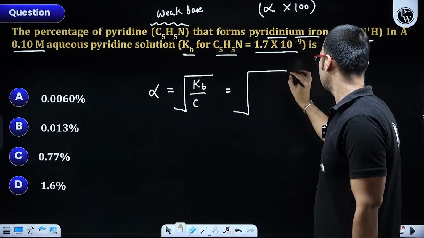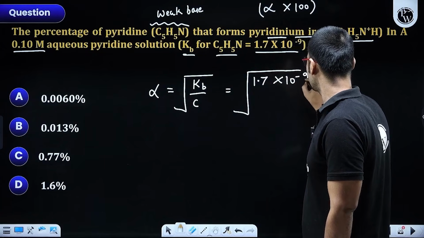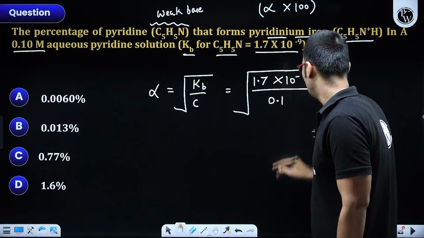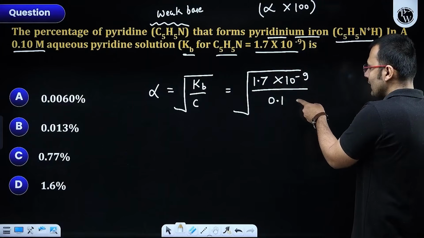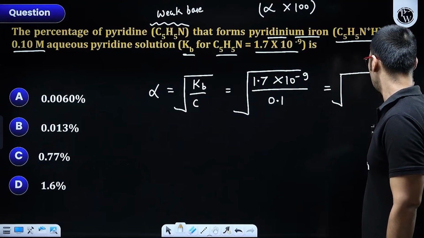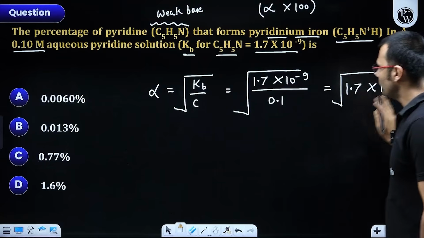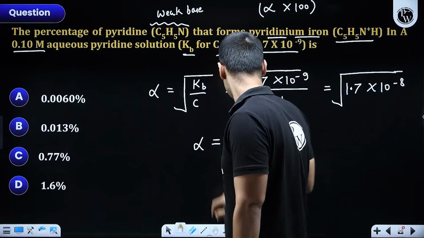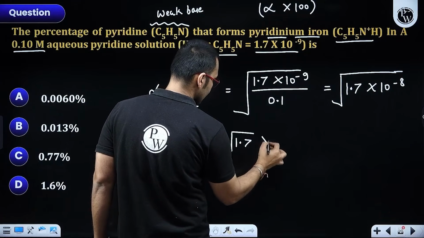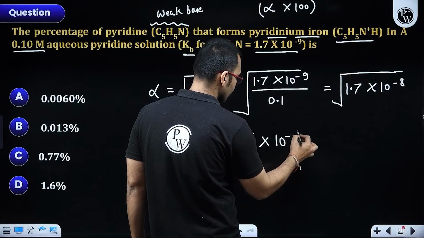Now here alpha I have to calculate. Kb is given in the question itself. It is 1.7 into 10 to the power minus 9 divided by the concentration of the weak base, which is 0.1, right? To remove 0.1, you can multiply with 10 in the denominator and with 10 in the numerator. So it will come out under root of 1.7 into 10 power minus 8. Now if you do square root, alpha will be nearly square root of 1.7 into square root of 10 to the power minus 8, which is very easy. It will be 10 to the power minus 4.